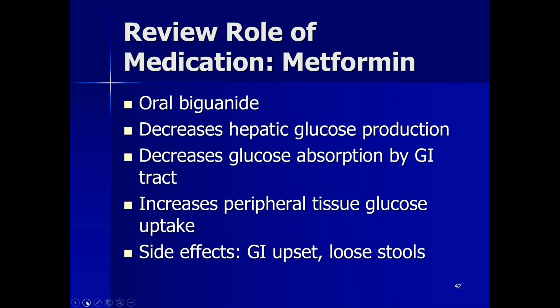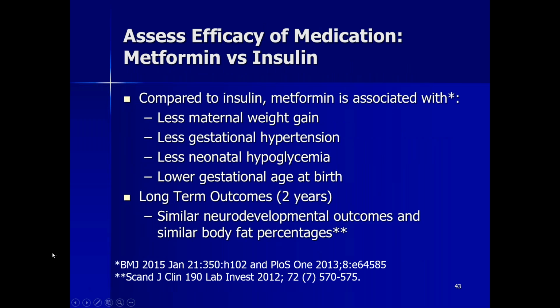For metformin specifically, it's a biguanide. It decreases hepatic glucose production, acting directly on the liver, and it decreases glucose absorption as well, and increases peripheral tissue uptake. So those effects in the maternal circulation are also mirrored by the processes that need to take place for the fetus as well. Side effects for mom include GI upset and loose stools, and that can be in as many as 5 to 10% of patients.